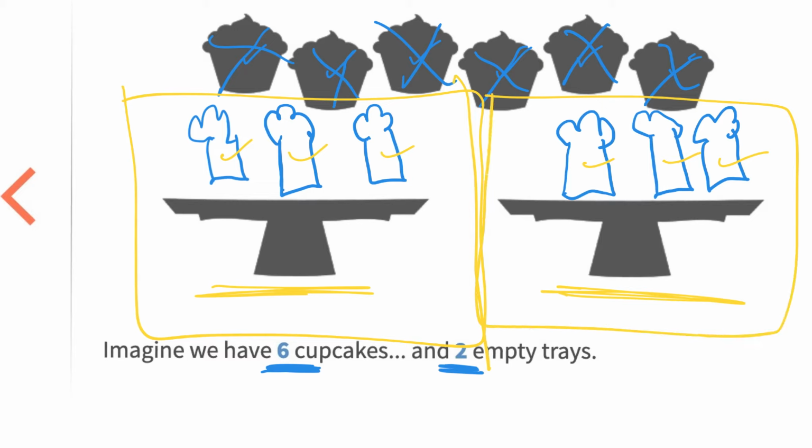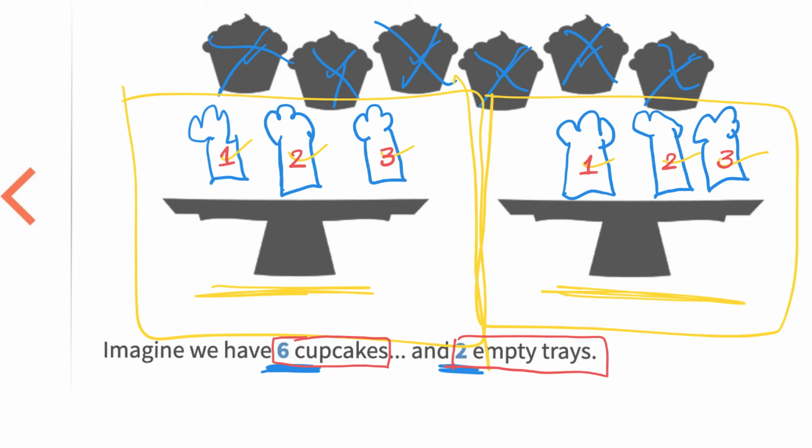So can you tell me what the division sentence is going to be to represent this? How many cupcakes are in each tray, in each group? How many are here? Let's count them. 1, 2, 3. And how many cupcakes are on the second tray? 1, 2, 3. So how would we represent this as a division sentence? Remember, we started with 6 cupcakes and we divided them into 2 empty trays. And how many did we get in each tray? That's going to help you write your division sentence.